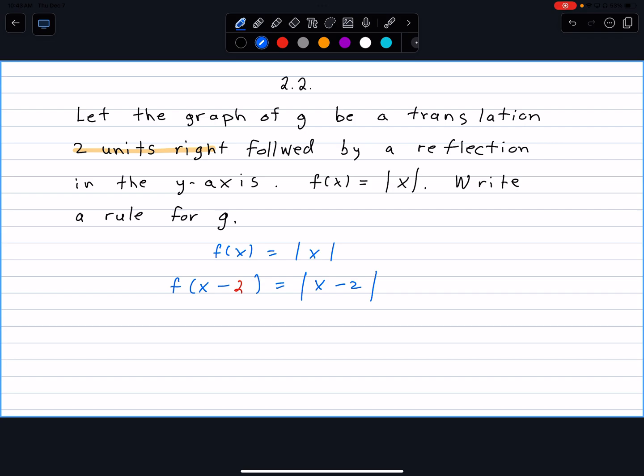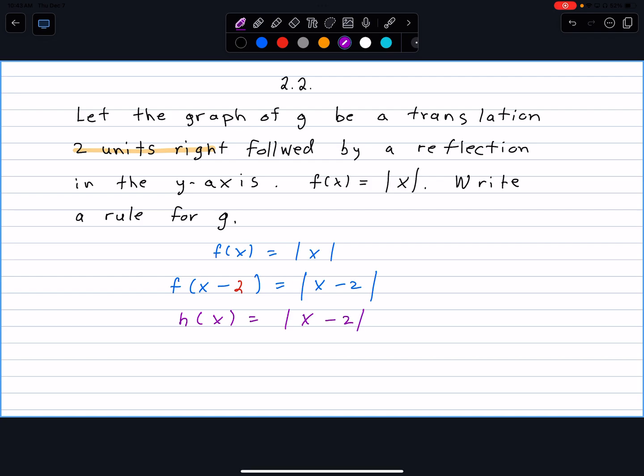Next, it says we are supposed to follow this by a reflection in the y-axis. That's a vertical reflection. So, sorry, that's a horizontal reflection. We're going to reflect it across the y-axis. Reminder what that means. When you're doing a horizontal reflection, I'm going to do an intermediary step here. I'm just going to call f of x minus 2 h of x, just for simplicity.